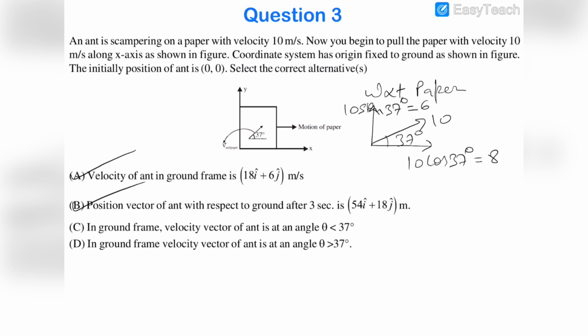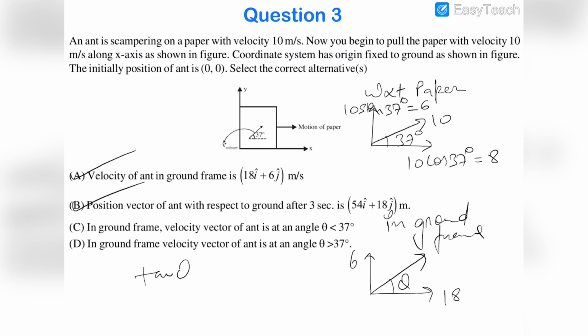In the ground frame, the velocity vector of the ant makes an angle which is less than 37 degrees. So let us examine this one. So in the ground frame, you can see that this velocity of the ant is 18 and this one is 6. And if we find this angle, the angle of velocity with respect to the ground, then this theta, tan theta, is equal to 6 by 18, which is 1 by 3. And obviously this angle is less than 37.